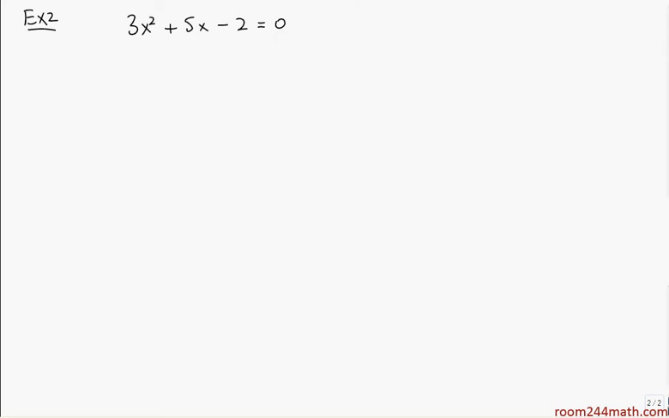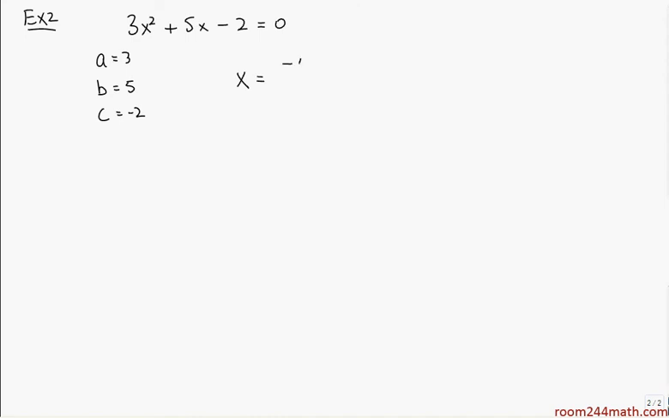And you can do that separately if you want to verify what the roots are. But again, make sure everything's on one side, which it already is. Identify the three coefficients, a, b, and c. In this case, a is 3, b is 5, and c is negative 2. And then go ahead and apply the quadratic formula.